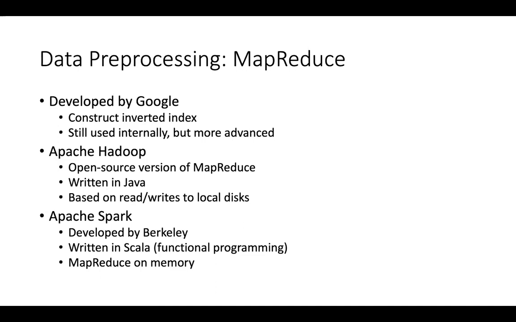As opposed to Hadoop being written in Java, Spark was written in Scala, a functional programming language. It's a bit different, but I think Spark supports Python and Java as well. If you have smaller data to process, compared to crawling trillions of web pages, maybe just a few gigabytes or a few terabytes of data, then you can simply use Spark to speed up the entire process.